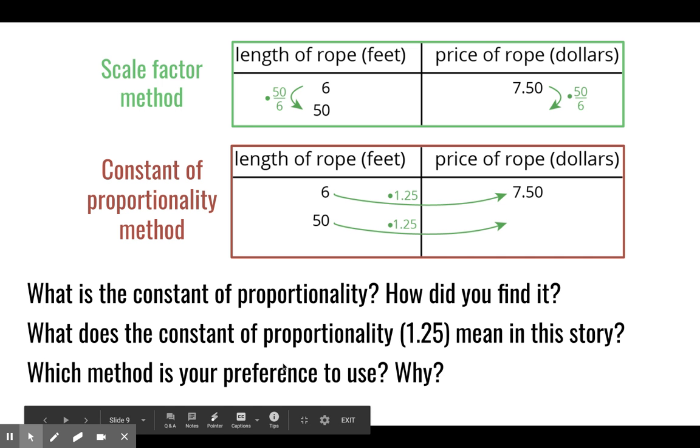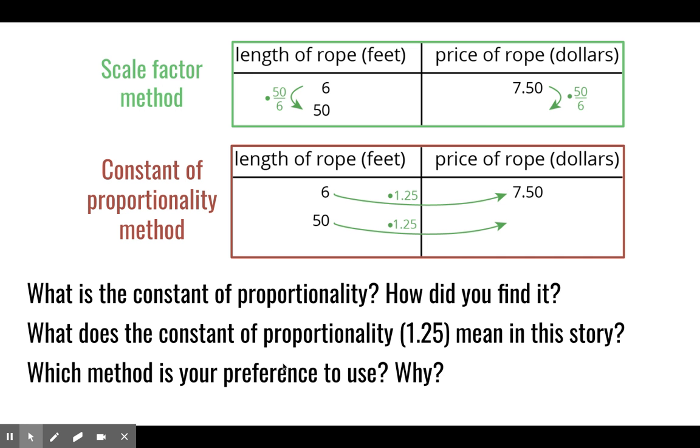And then personally, it asks me which method is my preference to use. Honestly, finding the constant proportionality is a lot easier than finding the scale factor sometimes, because there are fractions that we don't necessarily want to work with. So when in doubt, you can always use the constant proportionality or find the unit rate. That way you can answer any problem that is coming to you, because we all know that they are proportional relationships.